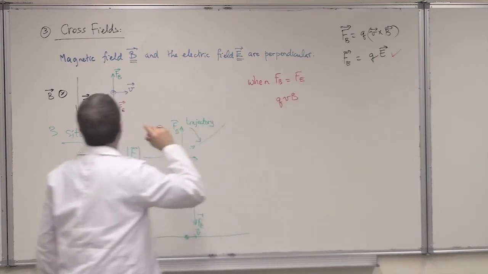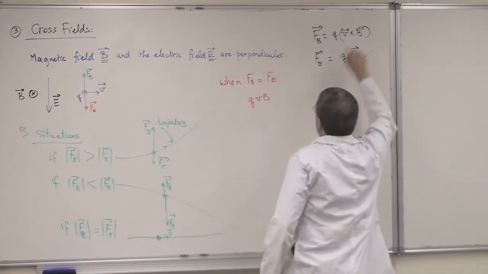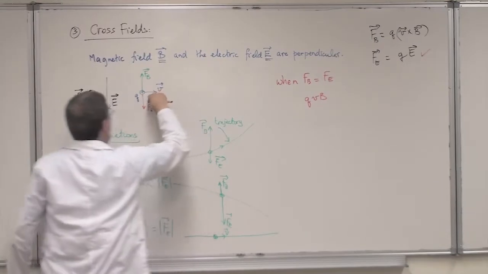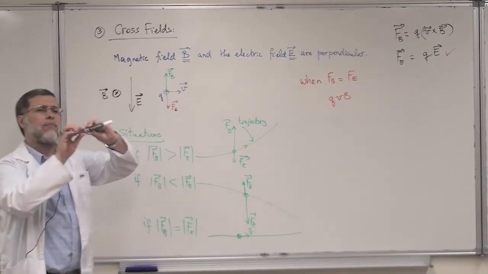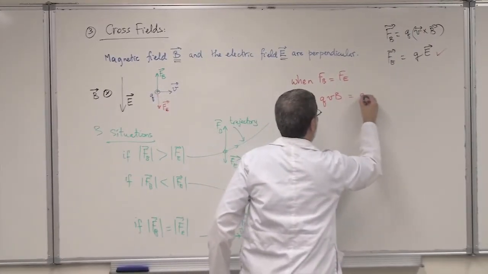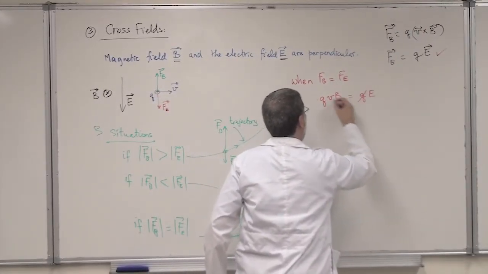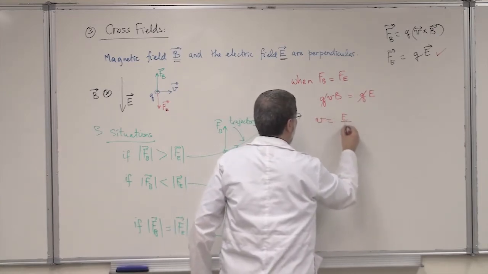What is the angle here between V and B? I want the angle, sine theta. This is V and this is B. V is outside and B is inside. What is the angle between them? It's 90 degrees, so sine 90 is 1. And this is equal to Q times E, which is the electric field. So I can find the velocity or the speed of this particle: it is E over B.